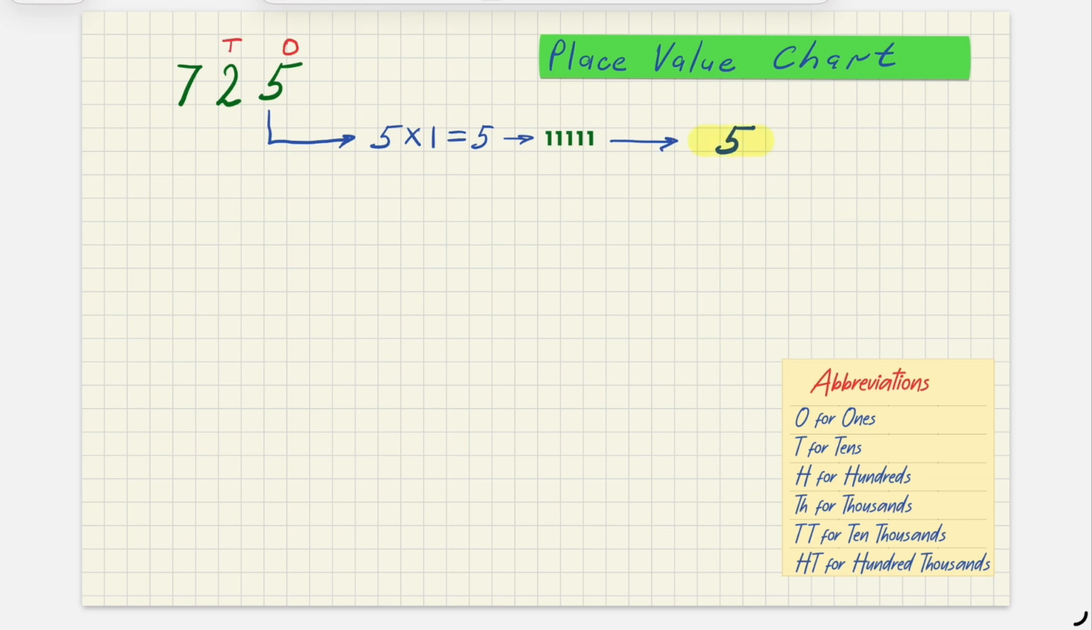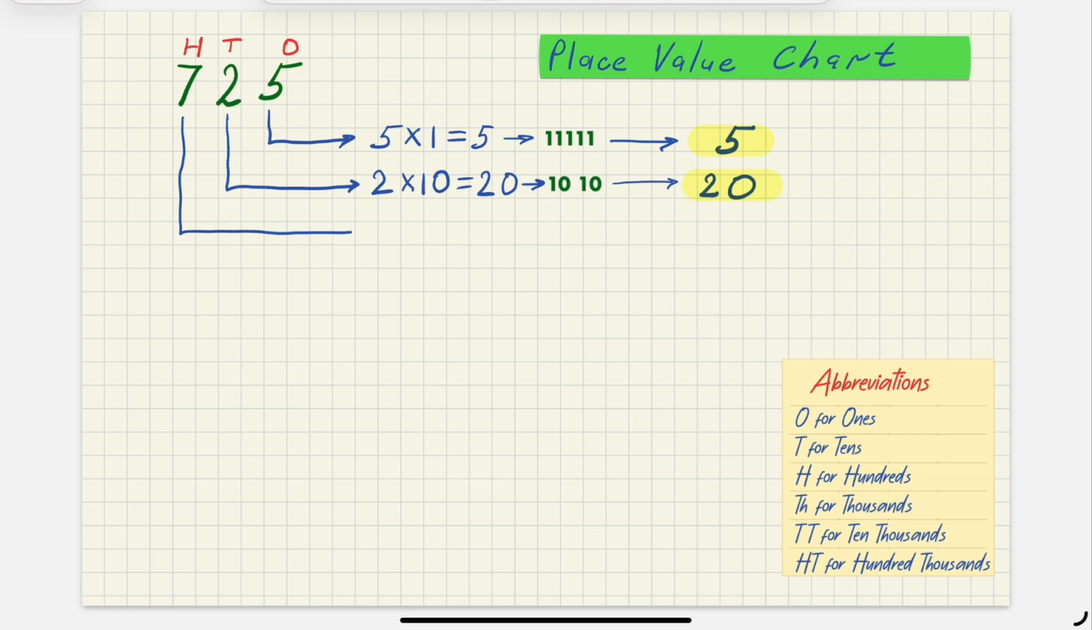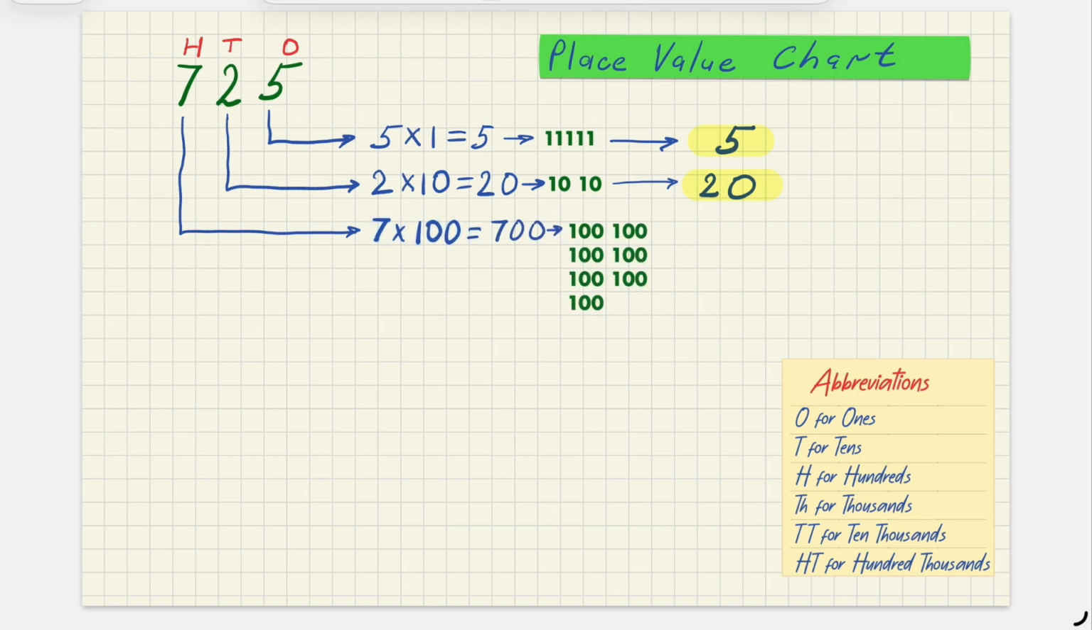The digit 2 is in the tens place. To find its value, we multiply 2 by 10. So 2 times 10 equals 20. That means 2 tens or 20. The digit 7 is in the hundreds place. To find its value, we multiply 7 by 100. So 7 times 100 equals 700. That means 7 hundreds or 700.